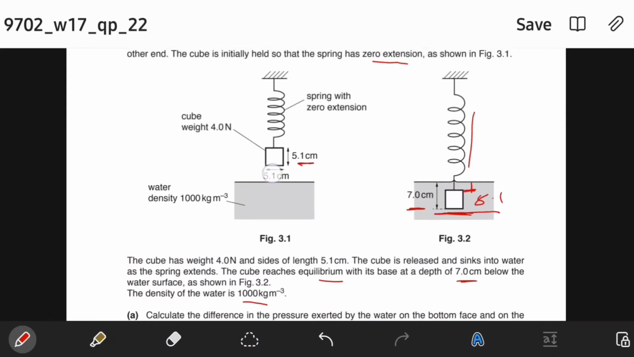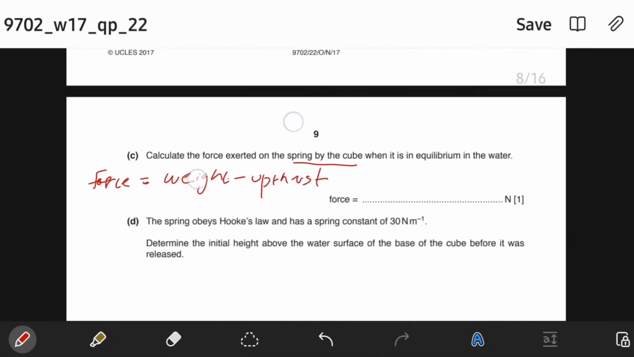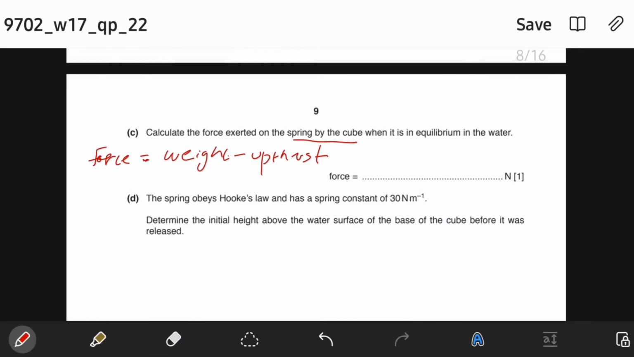Since the object is in equilibrium, there is a weight acting. Sorry, let me do it on this diagram. There is a weight acting, and then there's an upthrust and another force on the spring, right? So all these forces would give us 0 when we add them. So to find the force on the spring, we can just subtract upthrust from weight, right?